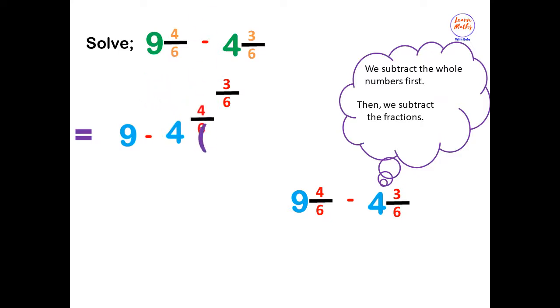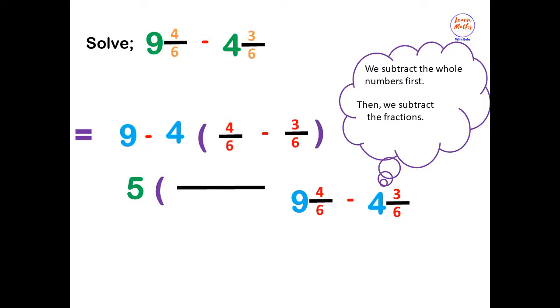4 over 6 minus 3 over 6. So we go on to say 5 into brackets, then we introduce the LCM, which is 6, 4 minus 3, which is 1. Yes, 1 over 6. So the procedure for the steps for subtraction is the same thing with addition. The same thing.